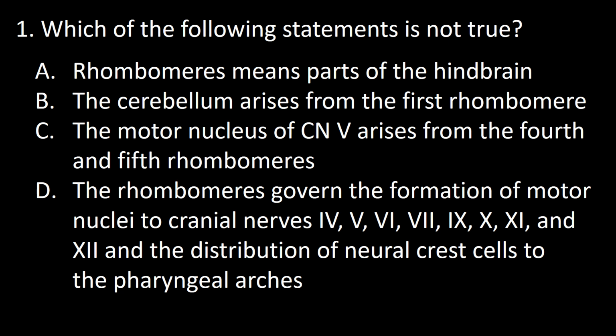which of the following statements is not true? A. Rhombomeres means part of the hindbrain. B. The cerebellum arises from the first rhombomere. C. The motor nucleus of cranial nerve 5 arises from the fourth and fifth rhombomeres. D. The rhombomeres govern the formation of motor nuclei to cranial nerve 4, 5, 6, 7, 9, 10, 11, and 12, and the distribution of neural crest cells to the pharyngeal arches.